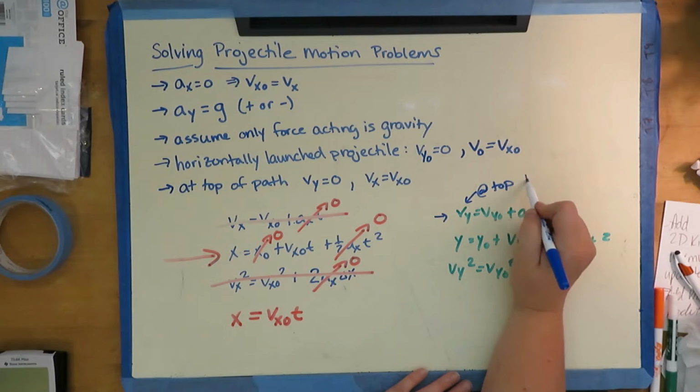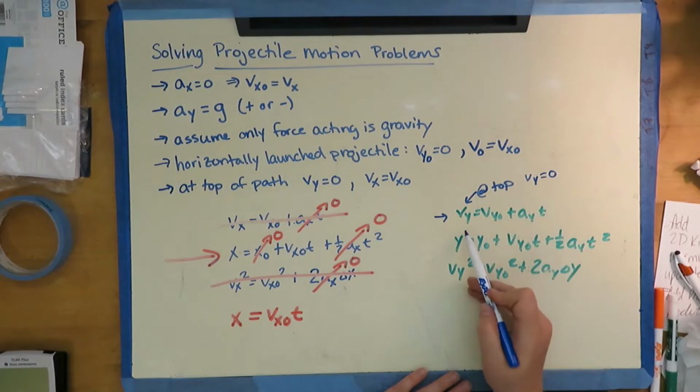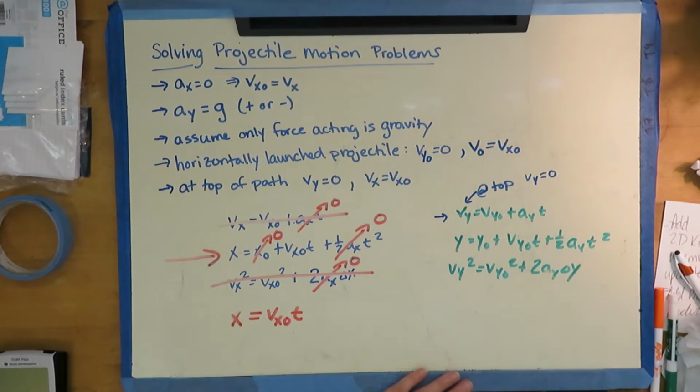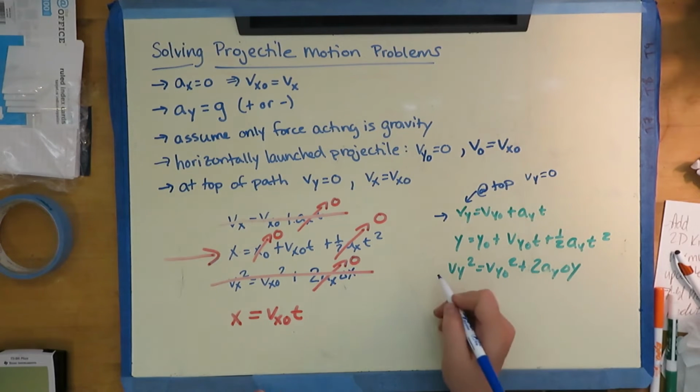Because at the top, Vy is equal to 0. So this simplifies this equation down. So it's useful to find the time it takes to get to the top, given your initial velocity and your acceleration due to gravity. Same with the third equation.